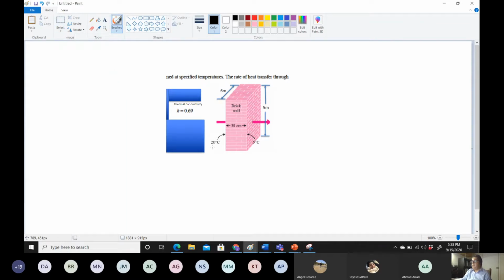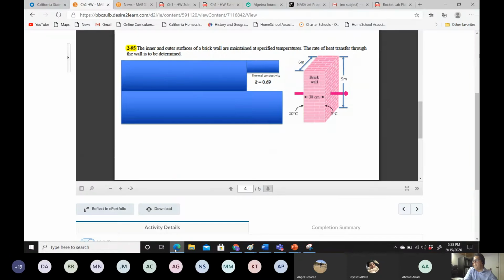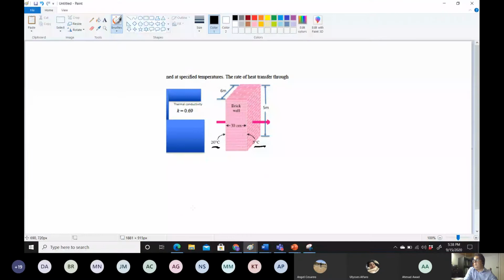So it's saying that it's held at constant temperature, right? One side is at 20, one side is at 5 degrees. And again, it's asking for what? The heat transfer rate through the wall is to be determined. All right, so we need to find the heat transfer rate, Q. So Q is equal to the thermal conductivity of the wall, k, which is given right here, times the area of the wall, which you can get from the geometry, divided by the length. Some people use L, you can use x, is basically the length here.